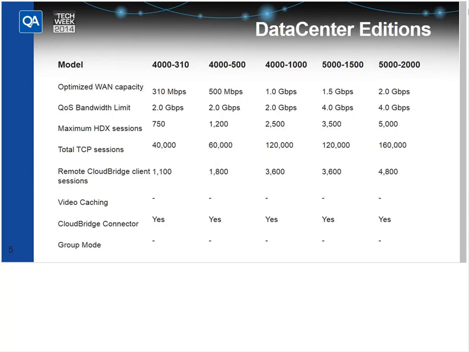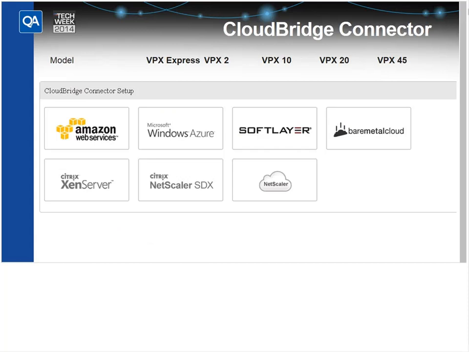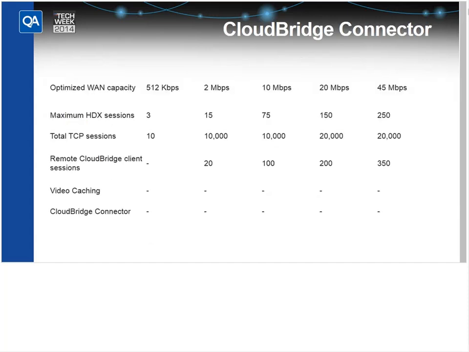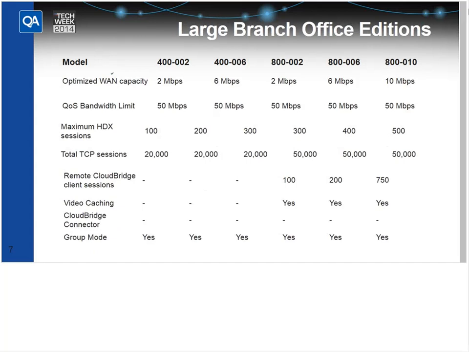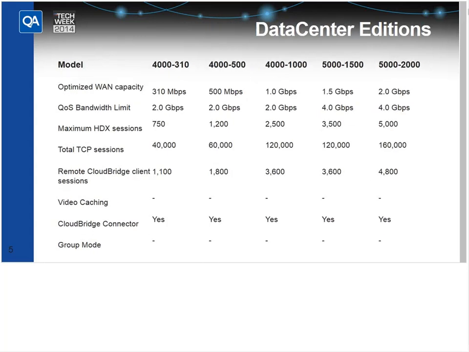So things such as, if I skip forward a couple of slides, as you can see here, Amazon Web Services, Microsoft functionality, Windows Azure, Citrix-based implementations. This is just a quick example of a couple. It's not the be-all and end-all. We can have various different cloud providers, and CloudBridge gives us a connection to those internal and external clouds. And going back to our large branch office editions and data center editions, you can see all of them have CloudBridge connector options.